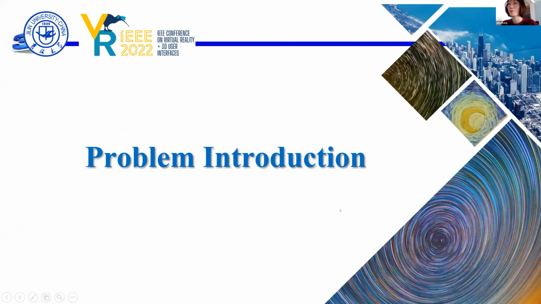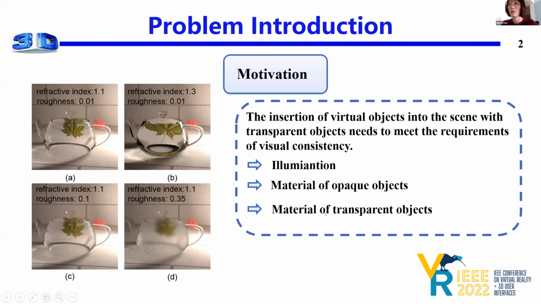Here is the first part, problem introduction. Inserting virtual objects into a real scene with transparent objects requires the estimation of illumination and the material of opaque and transparent objects. As shown in the left figure, transparent objects with different parameters will influence the effect of inserted virtual objects. Our goal in this paper is to obtain plausible results when virtual objects are inserted around the transparent objects.